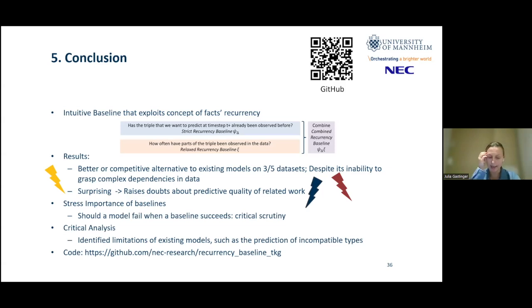And then we did this analysis where we looked at existing models and tried to find the limitations. And yeah, the code is available on GitHub. Here's the QR code. Here is the link. And that's all from my side.